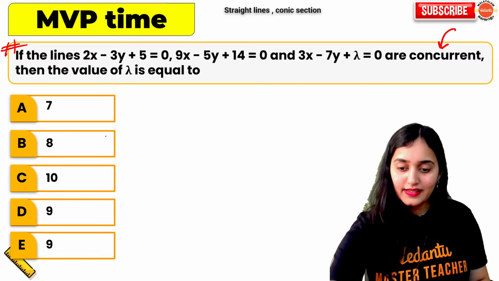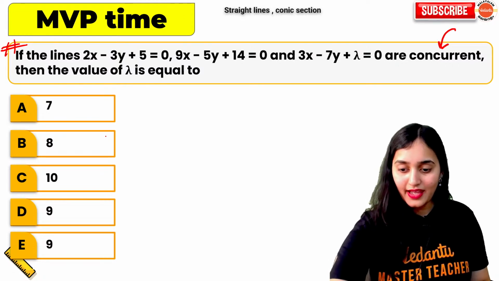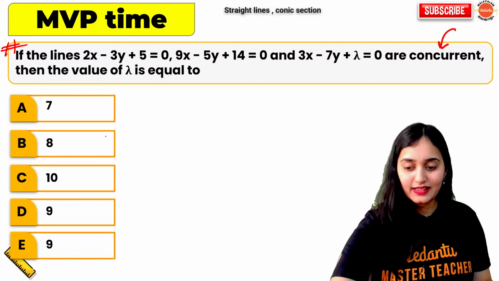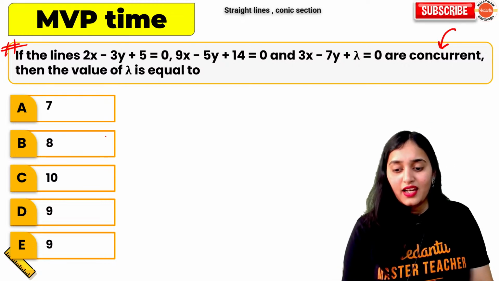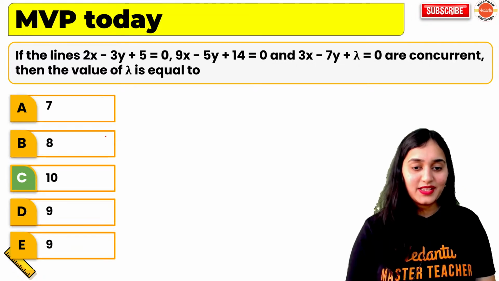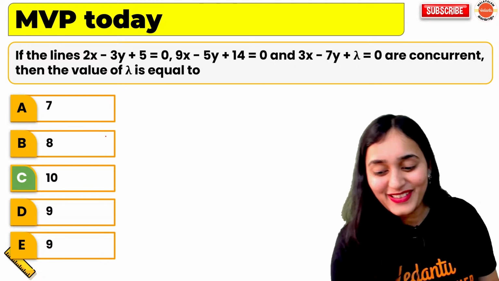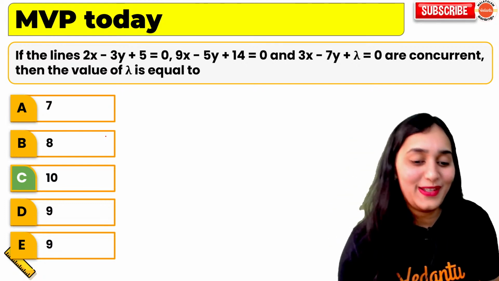Okay, Jenil is saying 9. Krishna is saying 9. Albin also 9. Anne is getting 4. Akshay is getting 17. Okay, now let's check the answer. So the answer is 10 and nobody got it right. So no MVP for today.